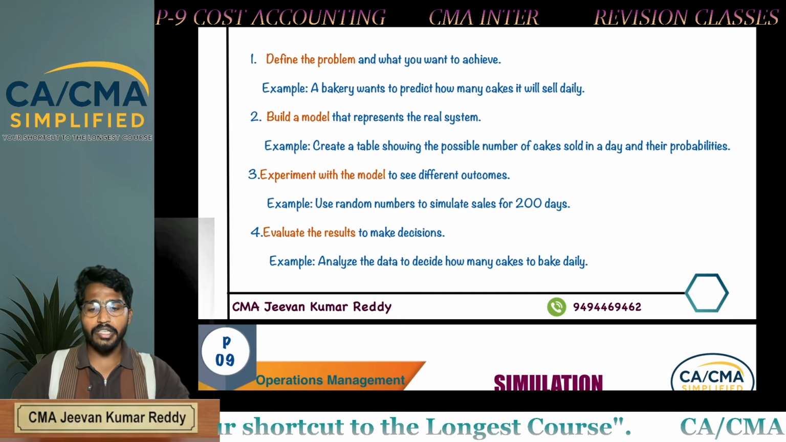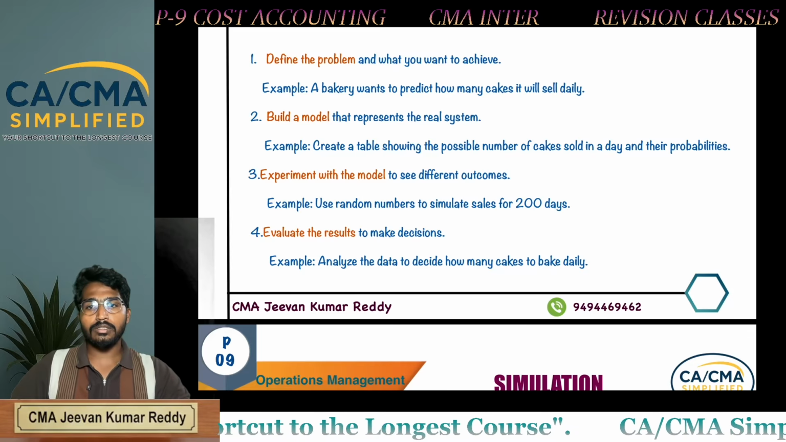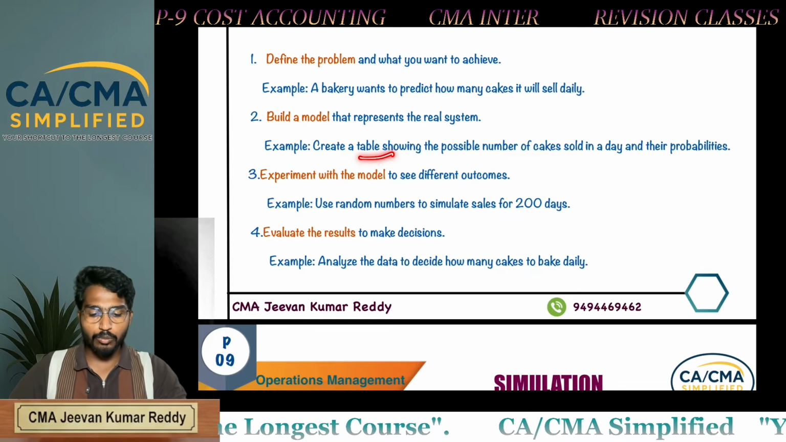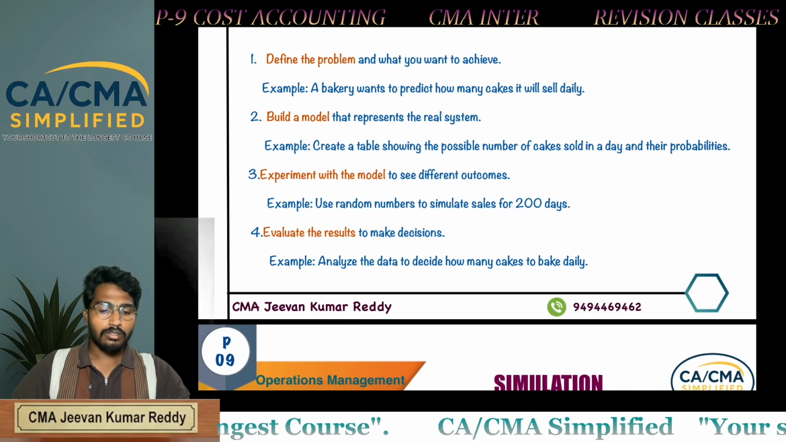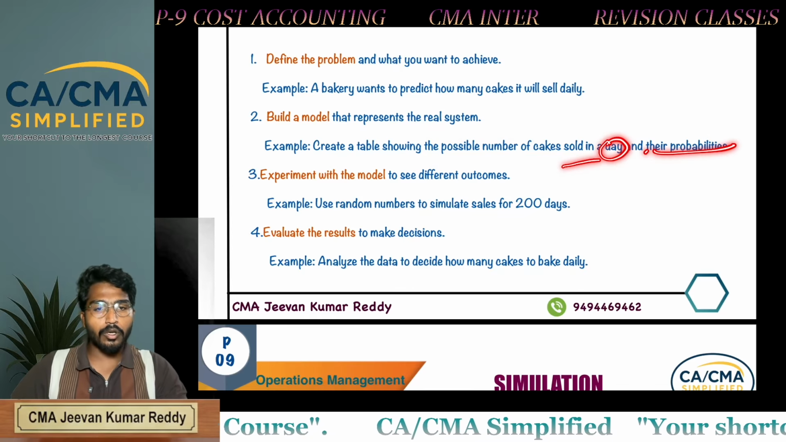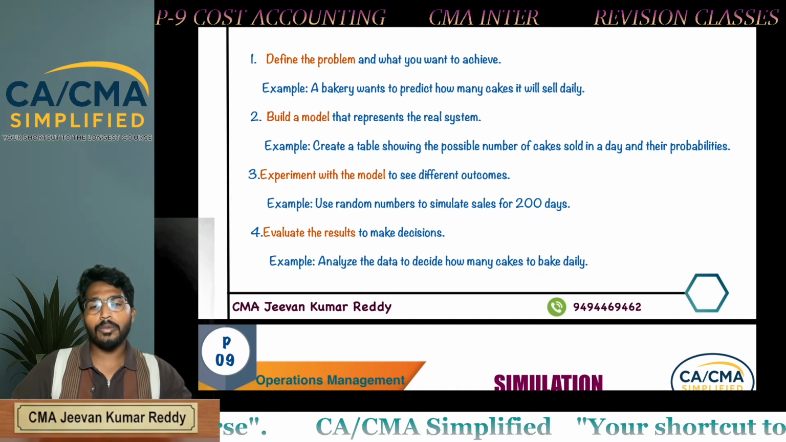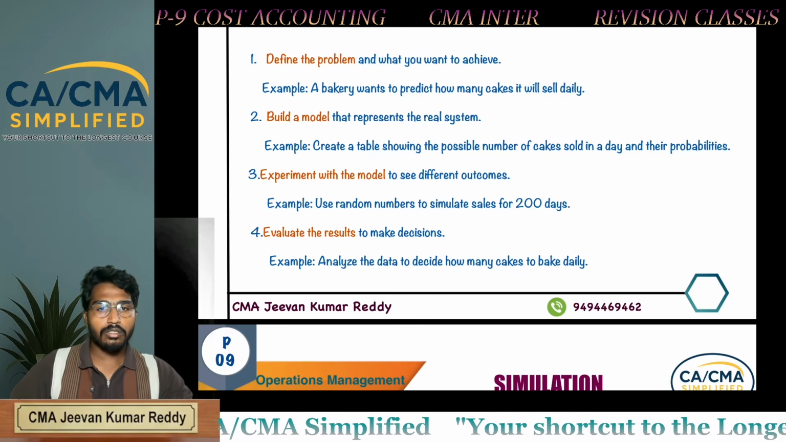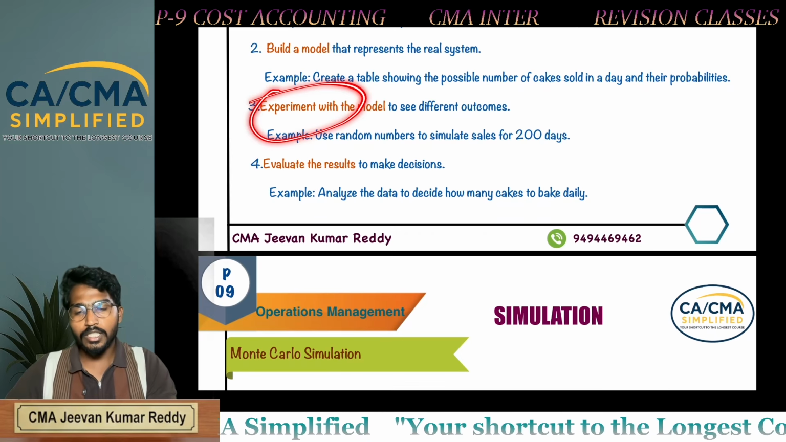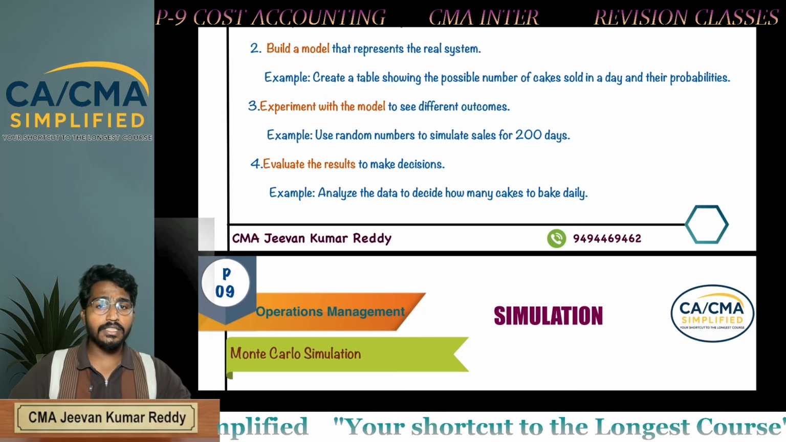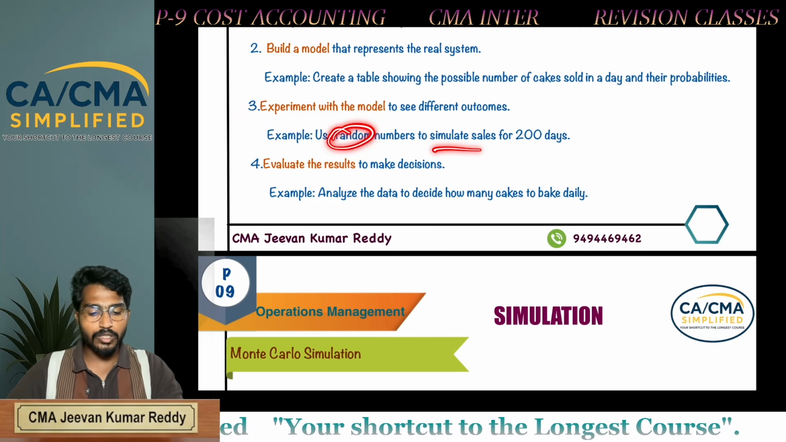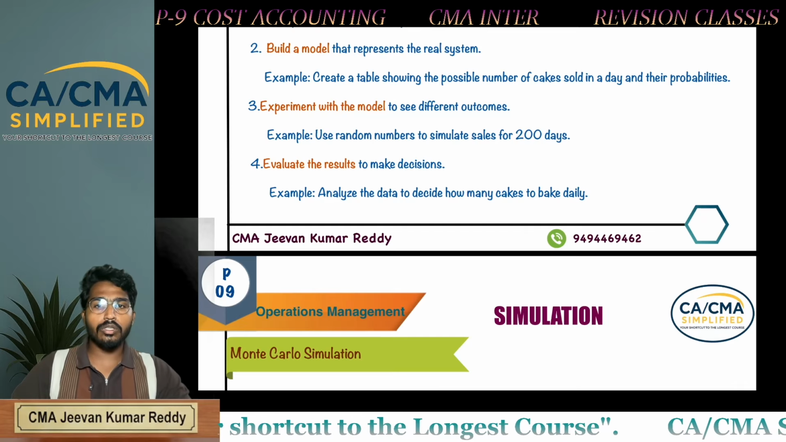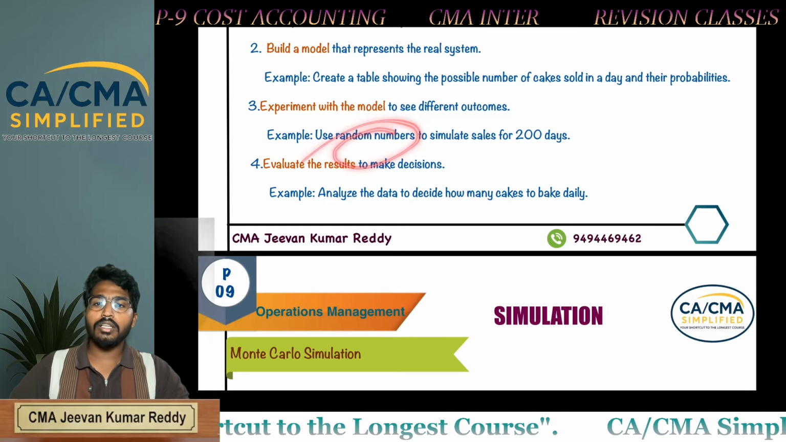Now, next, build a model that represents the system. That means you have to build one model. That means create a table showing the possible number of cakes sold in a day and their probabilities. Based on the past data, you need to prepare one table showing how many cakes were sold in past with their probabilities. Experiment with the model to see different outcomes. Use random numbers and simulate sales for 200 days. Based on past 200 days data, we are going to simulate with the random numbers.